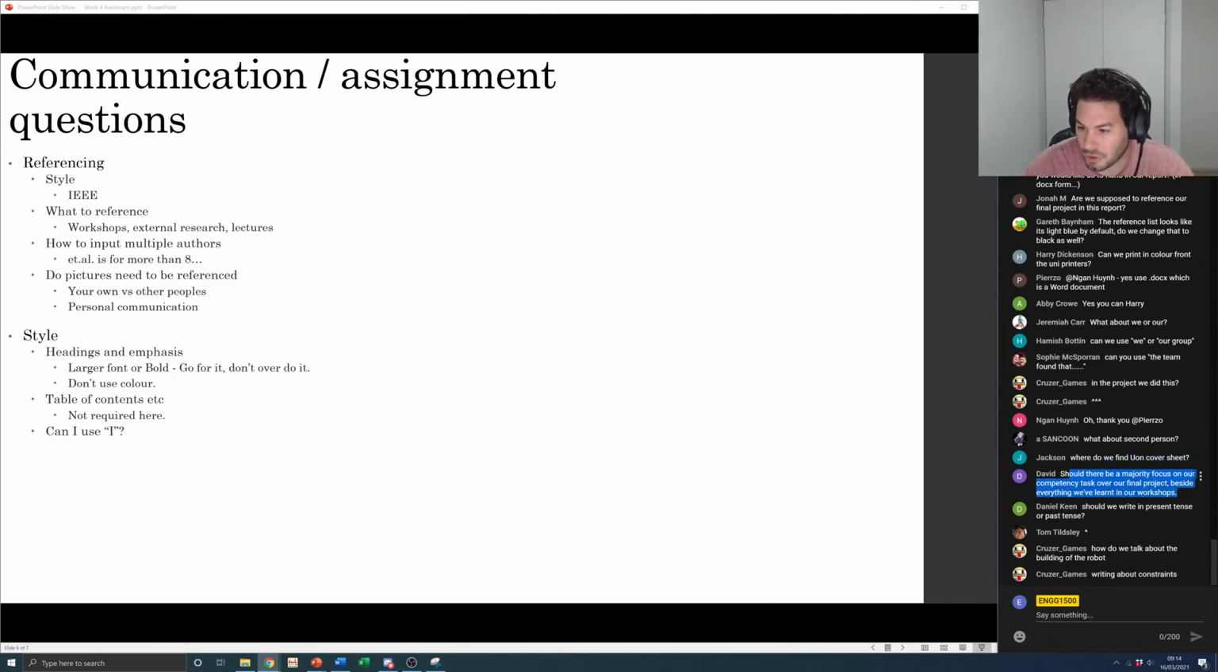Should there be a majority focus on our competency task over our final project besides everything we've learned in the workshops? Priorities go workshop. Well, priority goes target audience, workshop, competency, overall project. Don't stress too much about present and past tense. Just try to be in one of them all the time.